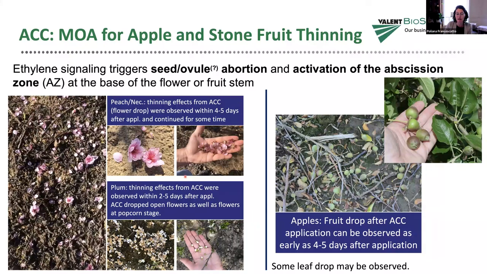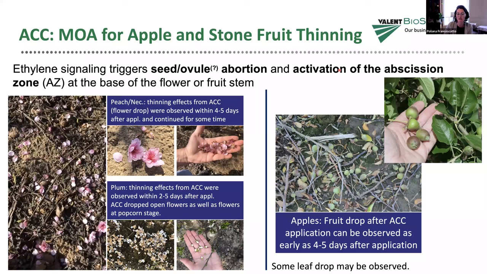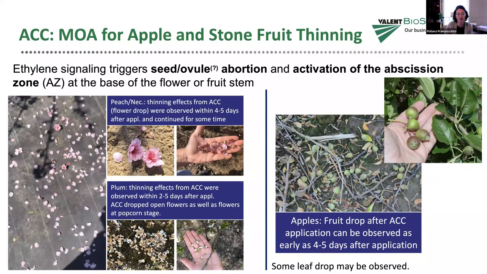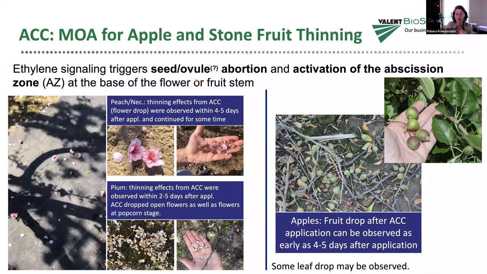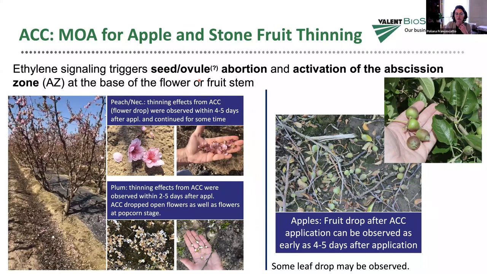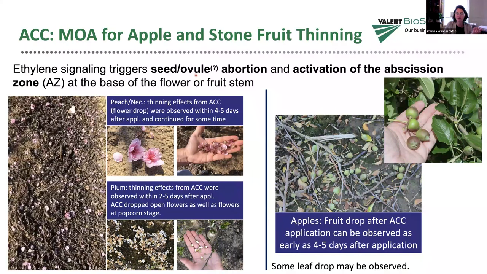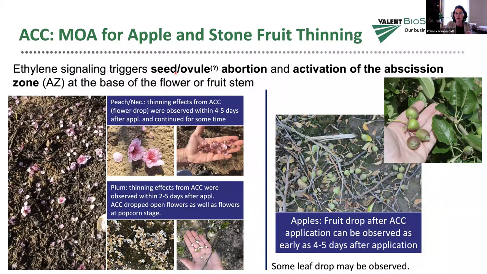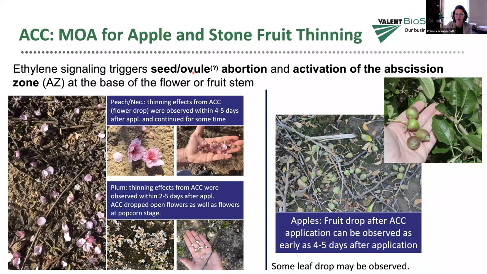I think there are two modes of action here. One is activating the abscission zone, because we see that later, and another one, because we see this flower drop on the ground already at 4 days. We're going to find out what is happening because we're working with some other researchers in Europe to understand more about the gene expression. But we believe that for those flowers that are falling later, maybe there is an effect on the seed, on the ovule, actually. It's aborting the ovules, and then later on the flower is going to drop anyway.